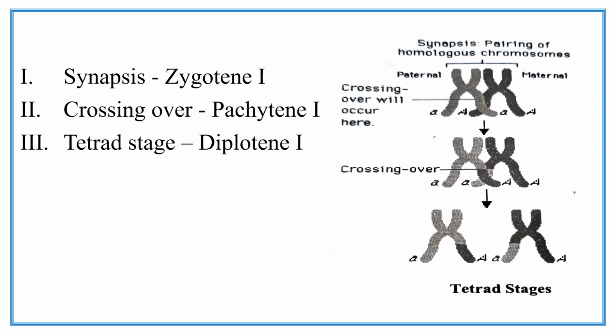Although most of the DNA is replicated in the S phase, some amount or fraction of DNA, that is 0.3% DNA, is replicated in the zygotene stage. That DNA is called zygotene DNA.